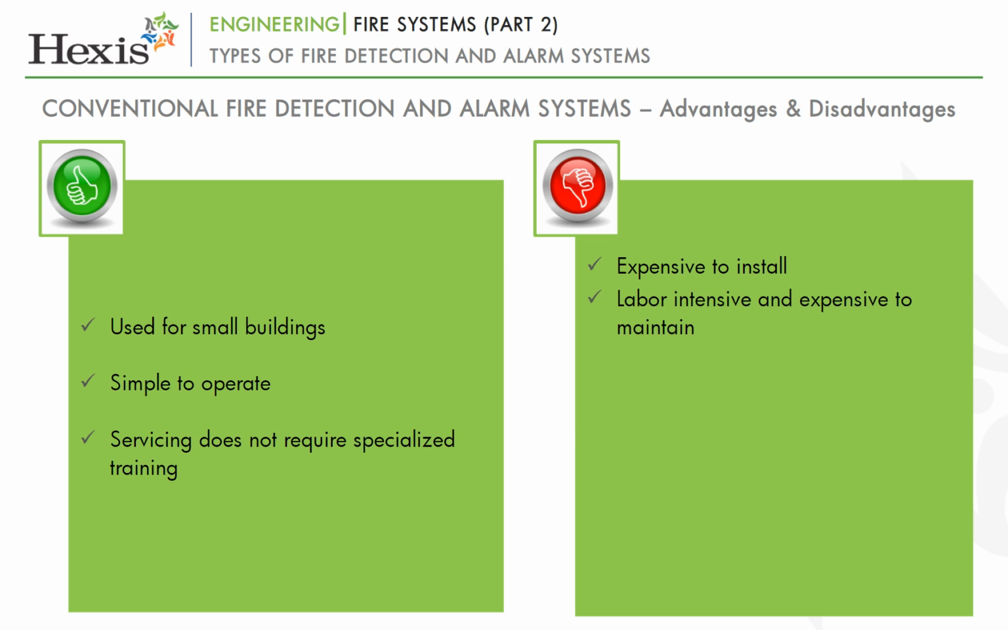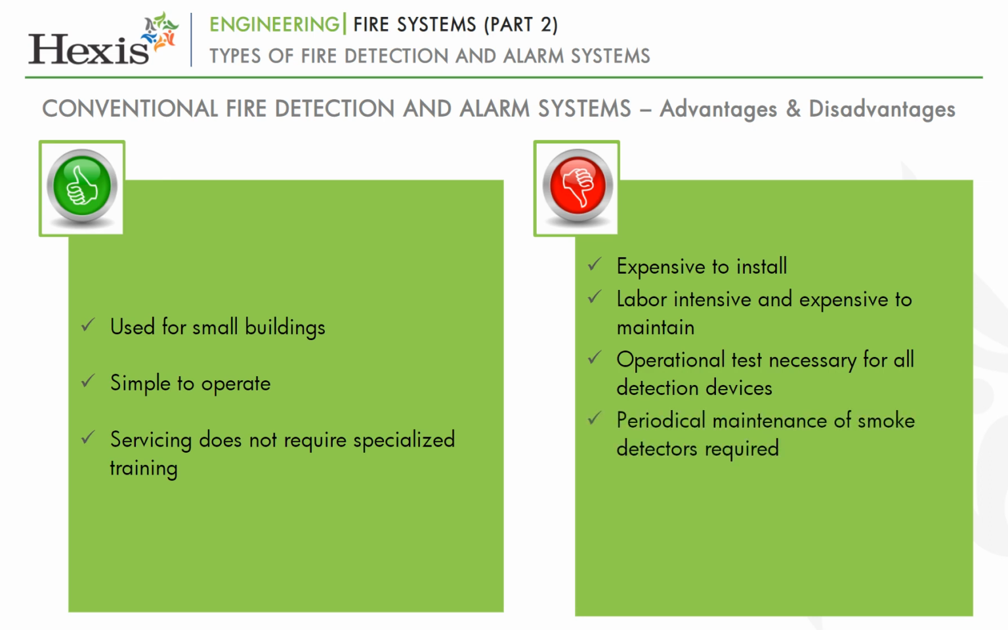Conventional systems may also be inherently labor-intensive and expensive to maintain. Each detection device may require some form of operational test to verify it is in working condition. Smoke detectors must be periodically removed, cleaned, and recalibrated to prevent improper operation. With a conventional system, there is no accurate way of determining which detectors are in need of servicing. Consequently, each detector must be removed and serviced, which can be a time-consuming, labor-intensive, and costly endeavor.